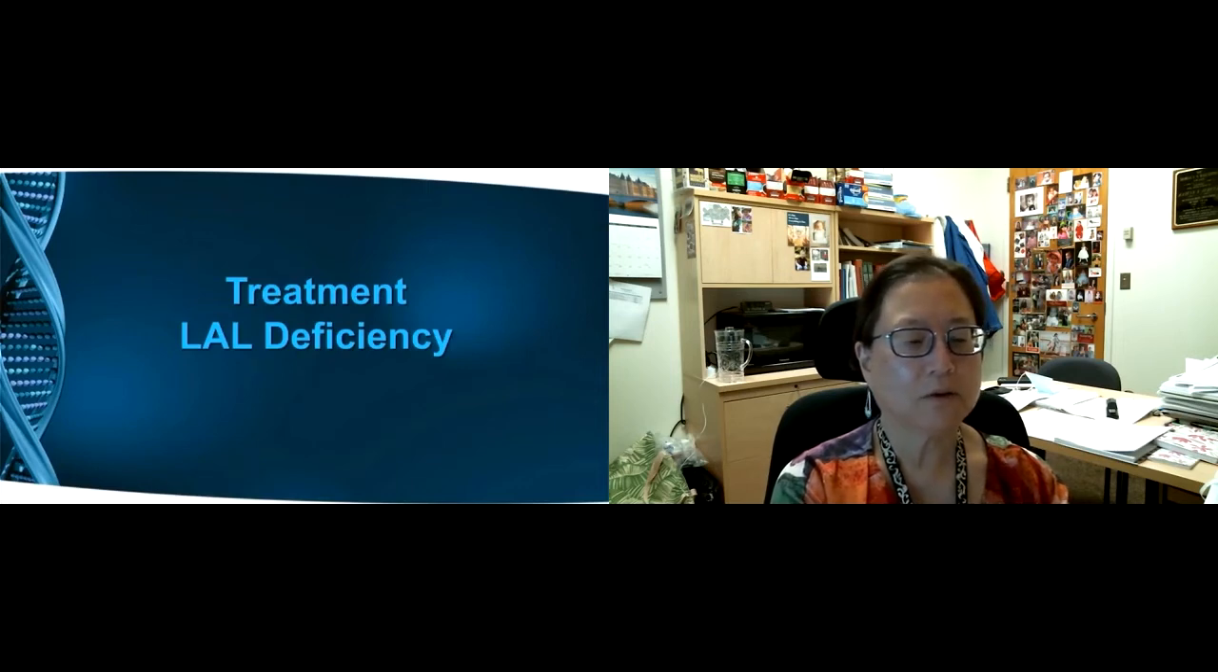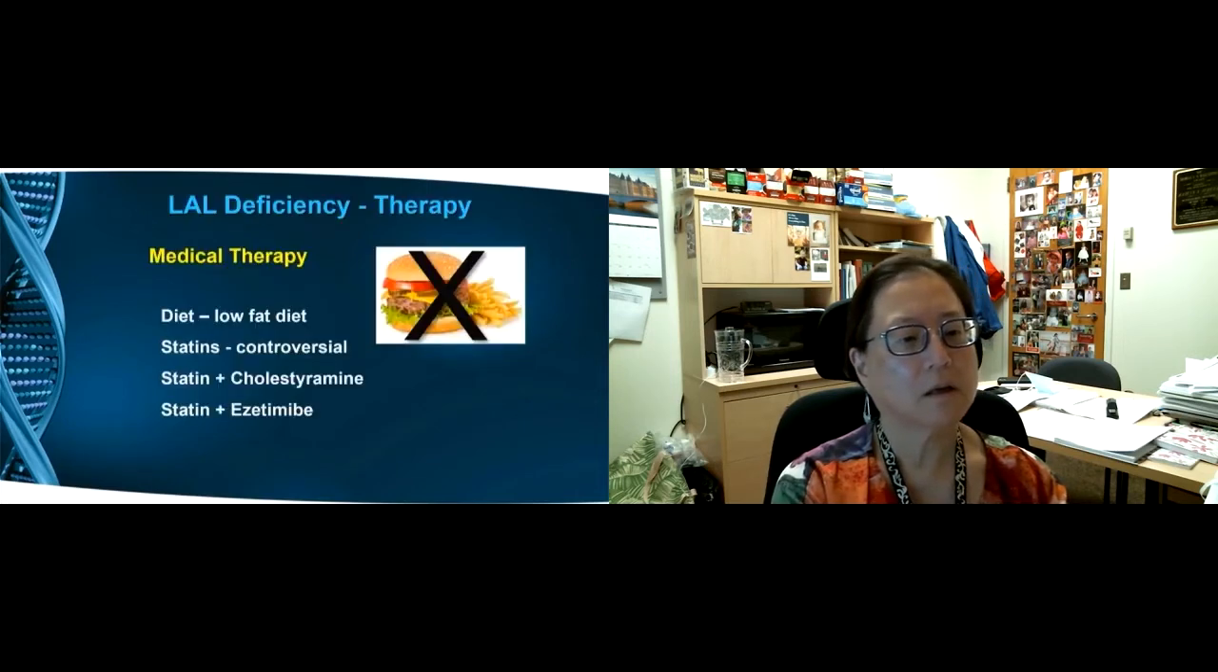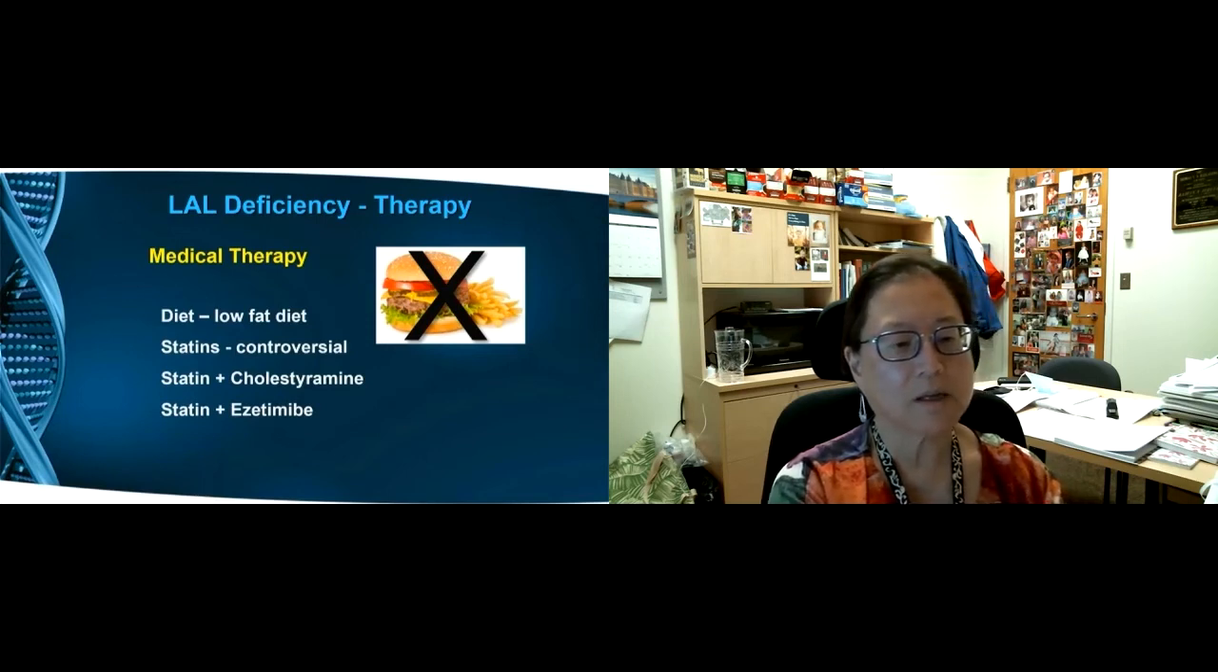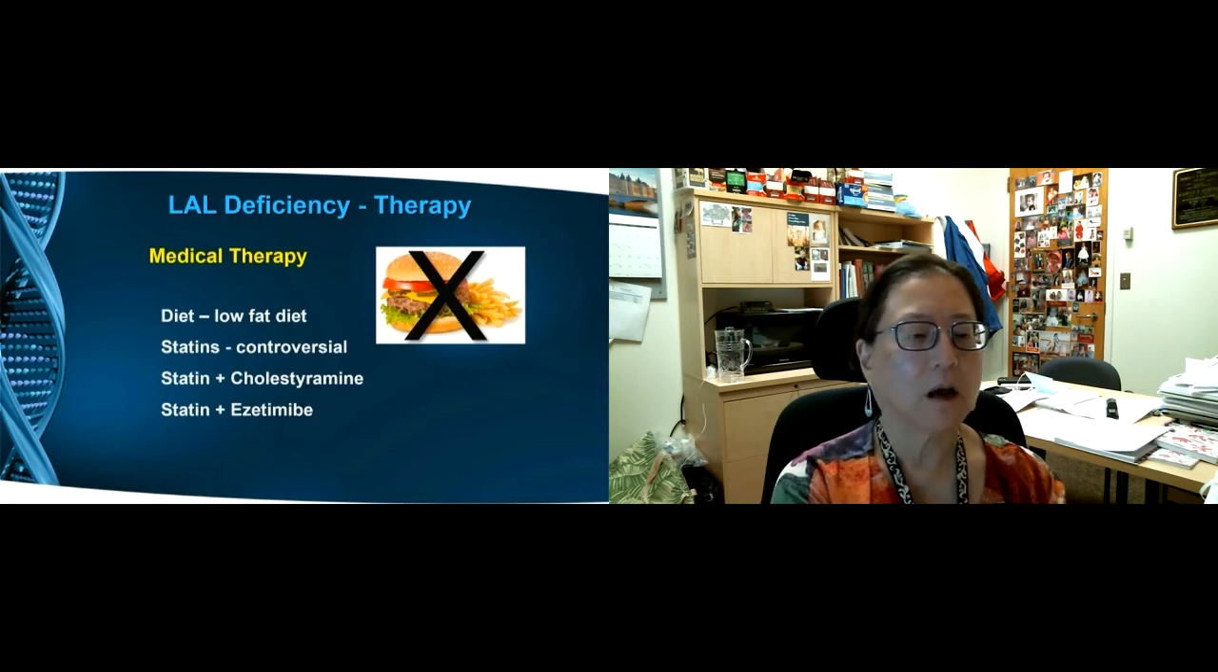So what about treatment? Next slide. So in years gone past, medical therapy was used. So a low-fat diet. The use of statins was controversial. Some people felt it helped. Other people felt it didn't. Some people have tried cholestyramine to bind the bile acids, and some people have tried ezetimibe along with a statin. And I think it's really hard trying to ask a child not to eat at McDonald's and so on, and to have a low-fat diet. Next slide.